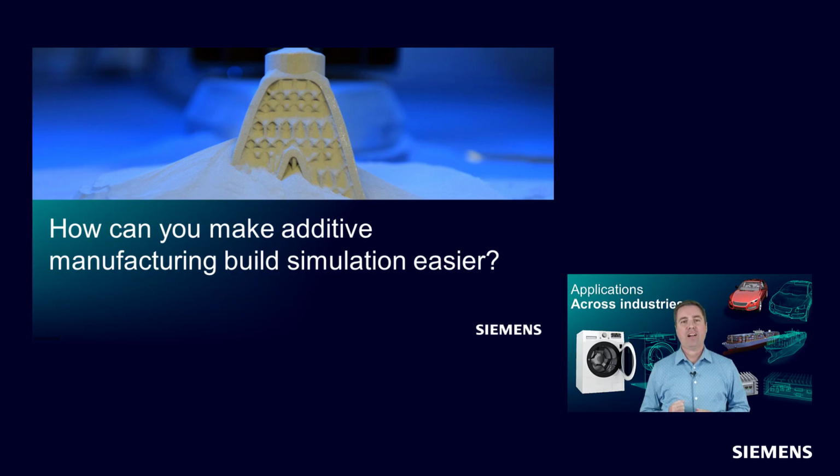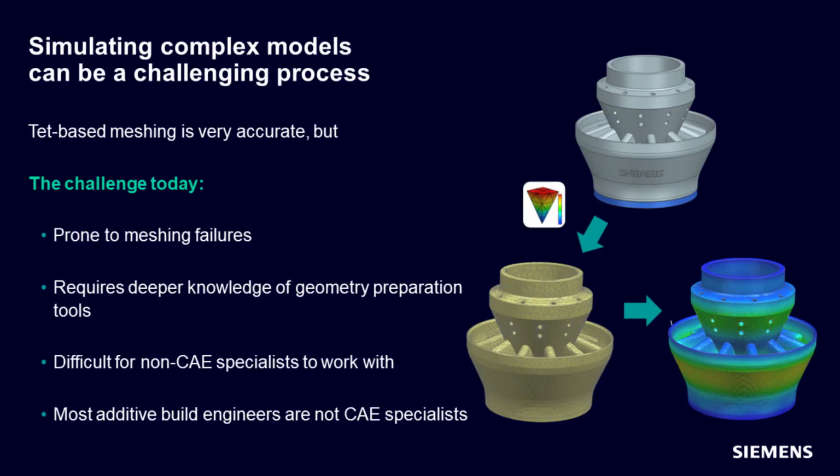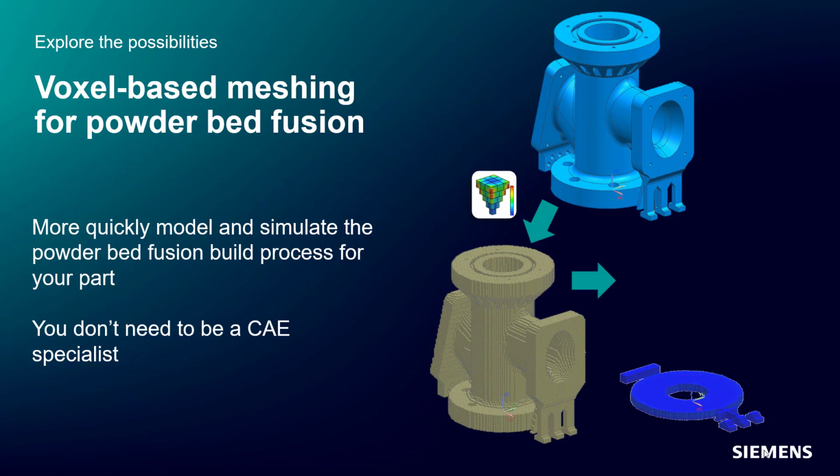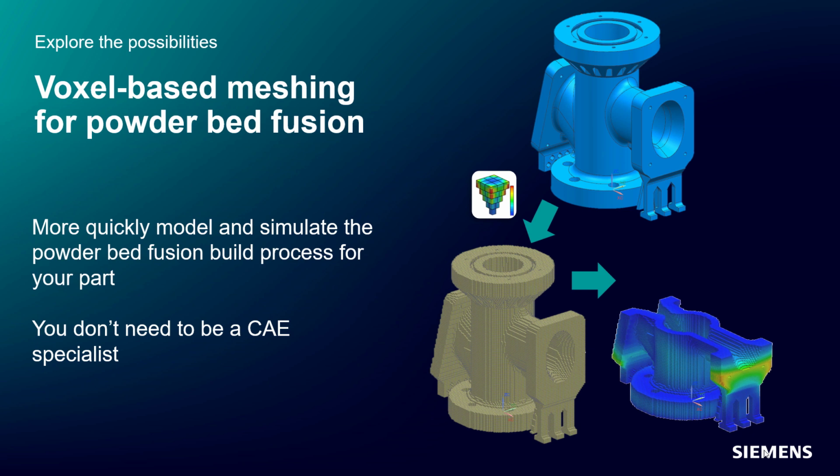However, the engineers involved with the additive manufacturing process usually aren't specialized CAE engineers, so models based on high-end FE-based meshing methods, although more accurate, can be challenging to create for non-simulation experts. In the latest release of Simcenter 3D for additive manufacturing, we're introducing a new module called Simcenter 3D Powder Bed Fusion, or PBF for short.